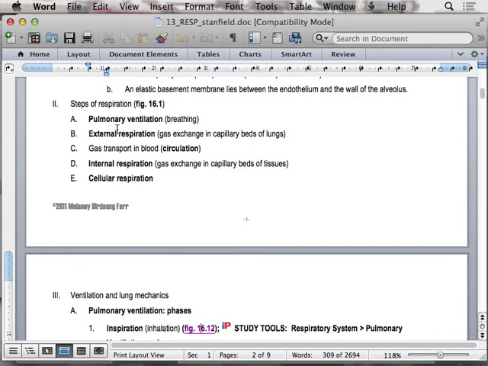That's called external respiration. It's closest to the outside. Does that make sense? So, of course, oxygen is going to move in and carbon dioxide is going to move out. That's external respiration, okay? And then you have to send it back to the heart, right?